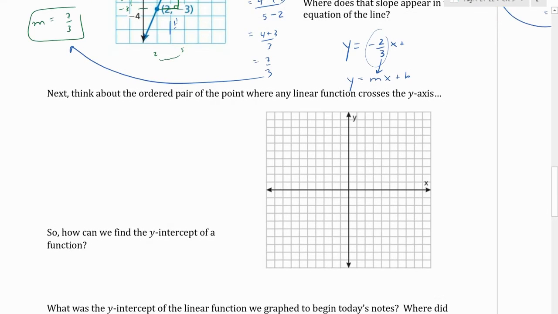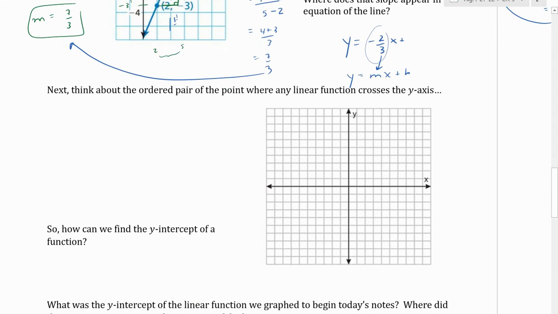Okay. All right. Next thing. So think about the ordered pair of the point where any linear function crosses the y-axis. Let's just say you drew some random line. So there's this line, or this line, or this line. But this is the point over 0, up 1, 2, 3, 4, 5, 6, 7. This is over 0 up 3. This is over 0 down 3.